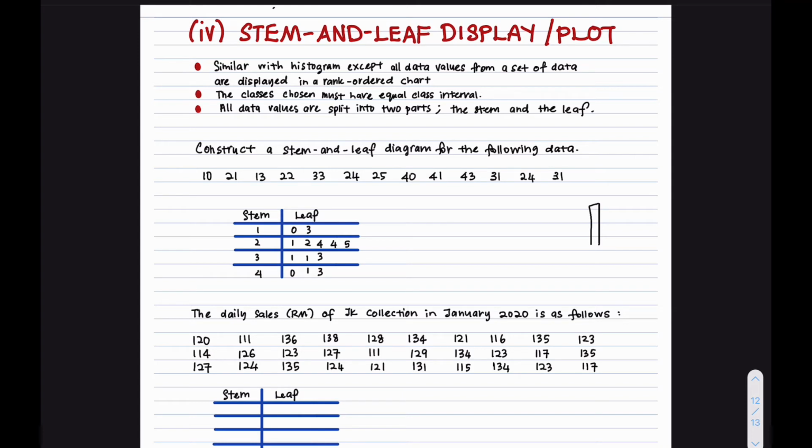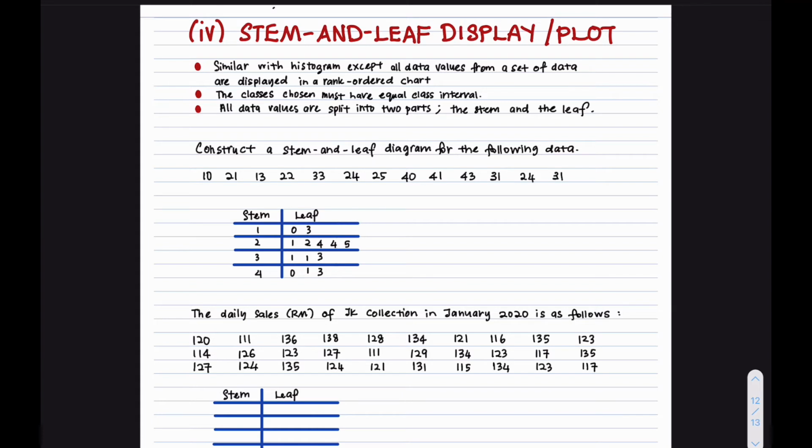So the class chosen must have equal class interval. Kita kena buat kelas-kelas tu mengikut interval yang sama. And all data values are split into two parts, which are stem and leaf. So dia ada dua part, dia ada akar dan juga daun. Okay, stem and leaf. Kita tengok macam mana kita nak buat stem and leaf display.